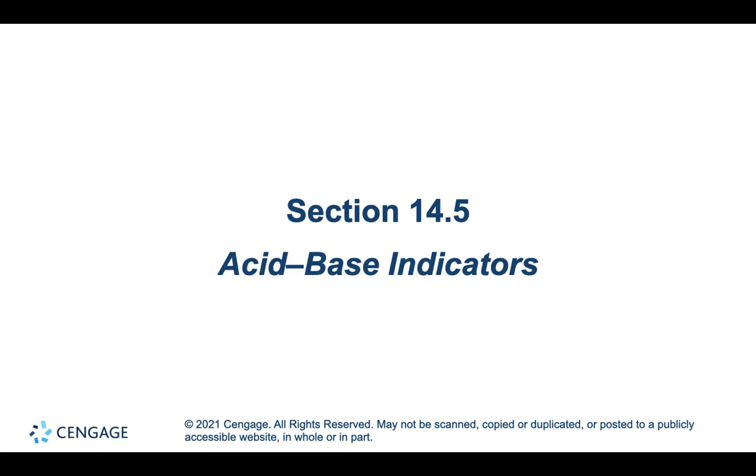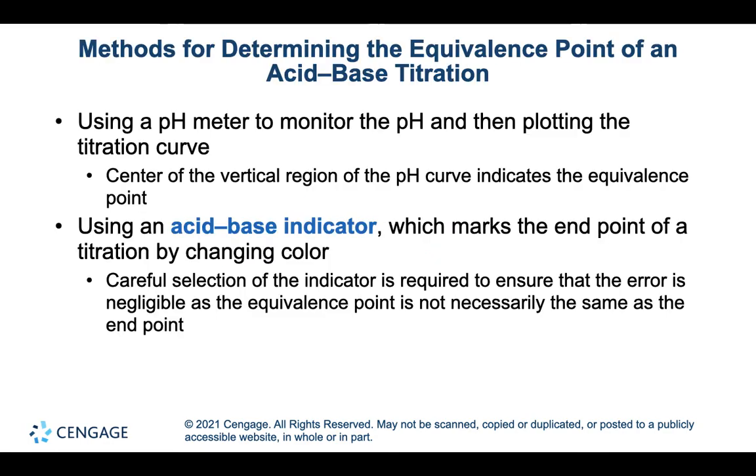Okay, and wrapping it up here with one more section, 14.5, acid-base indicators. You can use a pH meter to monitor your pH while you're making a titration, and then simply take a curve and find that vertical region and solve for the pH at that point, and say, okay, that's where I've added the right amount of base to neutralize my acid. Or, like we do in class, we can add an acid-base indicator that changes color. However, you have to be careful to choose your acid-base indicator so it changes color at the proper pH.